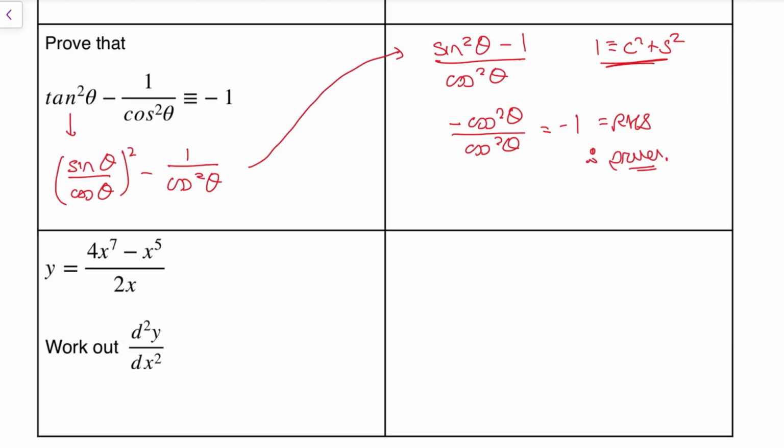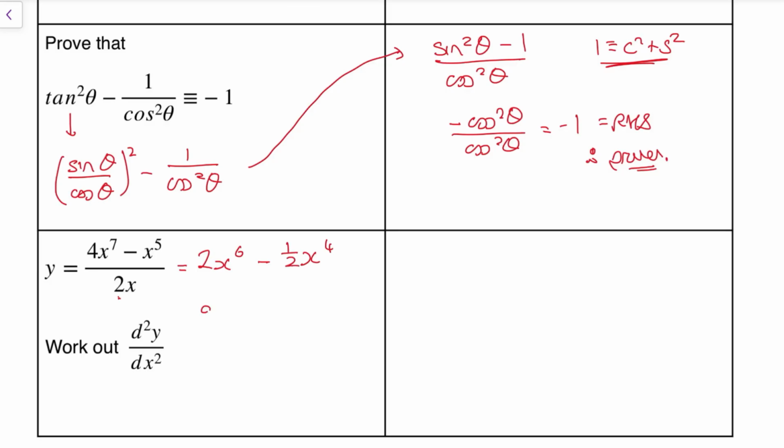Next question, and indeed final question today. Now, we've seen one like this before, haven't we? So the first thing I'm going to do is split it into two fractions. So in other words, that fraction and that fraction there. So let's do the one on the left. So 4x^7, well, x^7 over x is going to be x^6, and 4 over 2 is 2. And then it's minus. Now, x^5 over x is x^4. And the key thing is that is not a 2, that is a half. So it's going to be a half x^4.